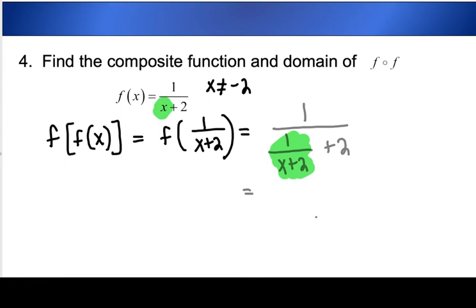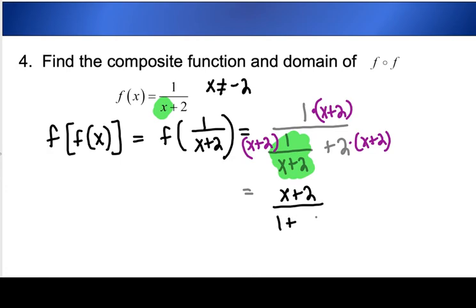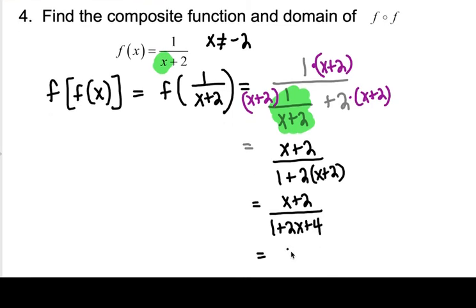And then I'm going to multiply each term by x plus 2. So 1 times x plus 2, 1 over x plus 2 times x plus 2, and 2 times x plus 2. That's how we clear our complex fraction. So I have x plus 2 in the numerator over 1 plus 2 times the quantity x plus 2. So it's going to be x plus 2 in the numerator over 1 plus 2x plus 4, which is x plus 2 over 2x plus 5.